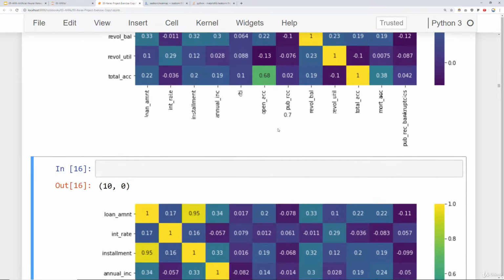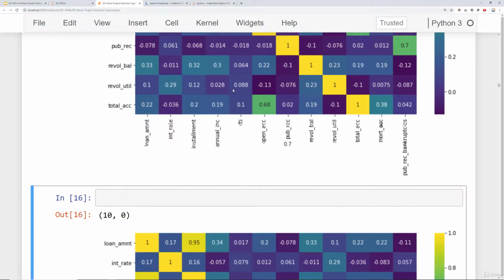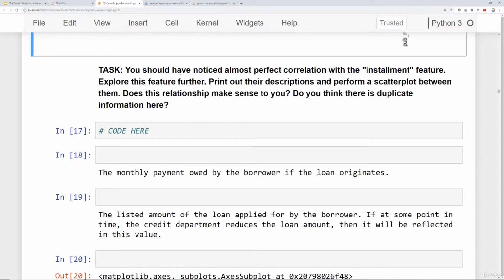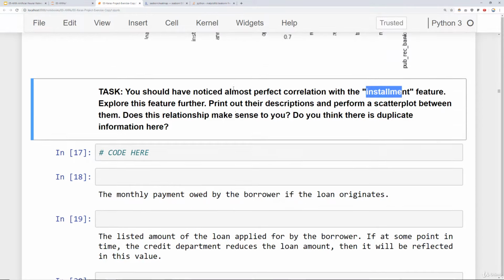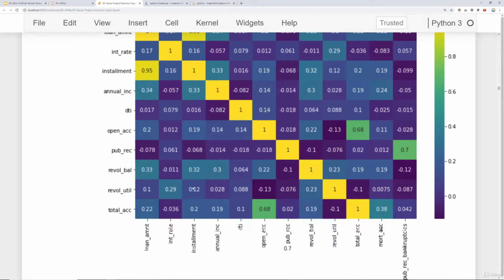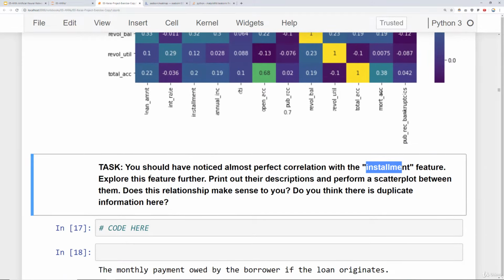Okay, so that's our heat map. We can see the various relationships between the features, and obviously you would get a perfect correlation along the diagonal. So moving along here, you should have noticed almost perfect correlation with this installment feature. If we come back up here, notice that the loan amount has a 0.95 correlation with this installment. So that's quite interesting. Let's explore this feature further.